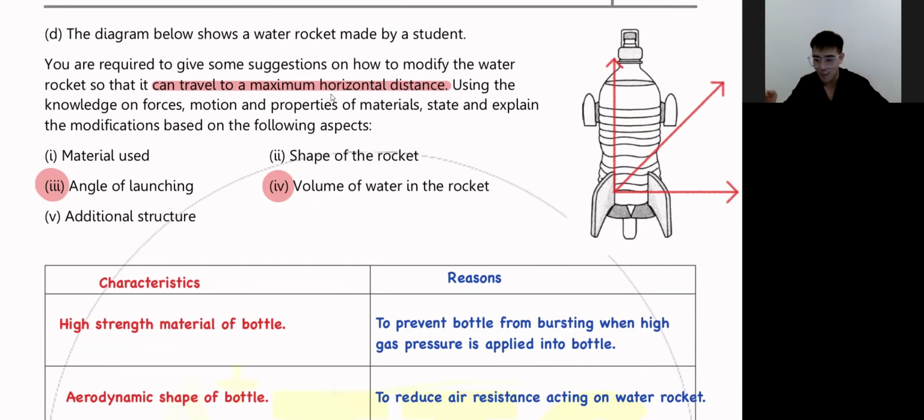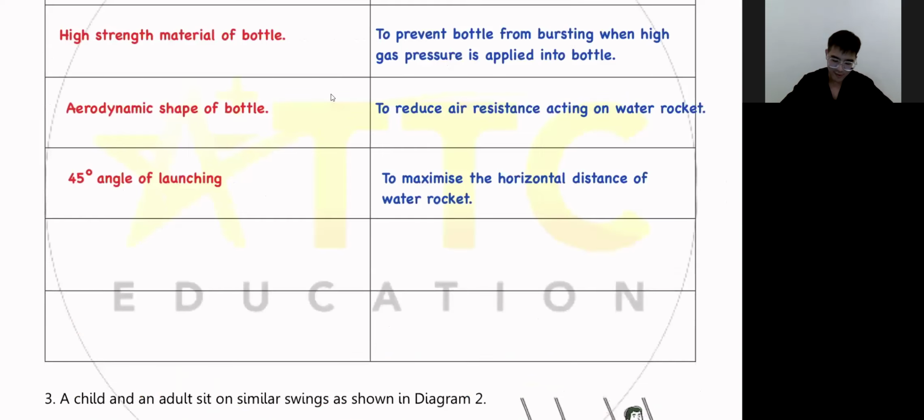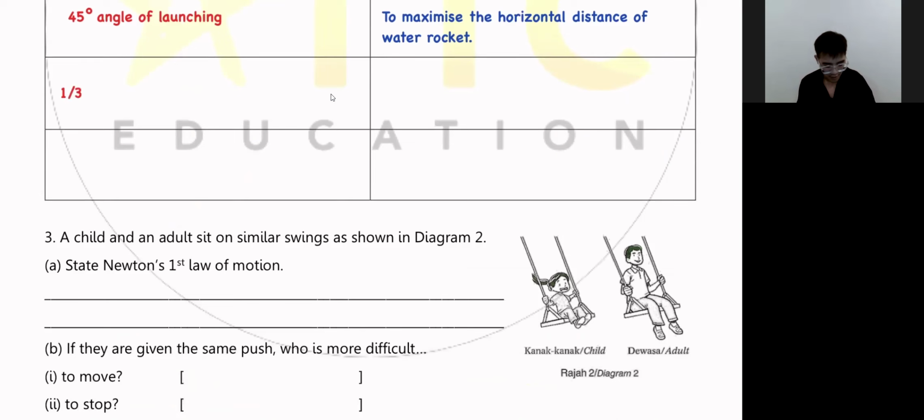Because you cannot fill the water bottle fully with water. If it's filled fully with water, it will be too heavy for it to launch. But it cannot be too little also. So which one is the best ratio? Now, the best ratio is actually 1/3. So you write down a fraction, 1/3. 1/3 of what? 1/3 volume of water.